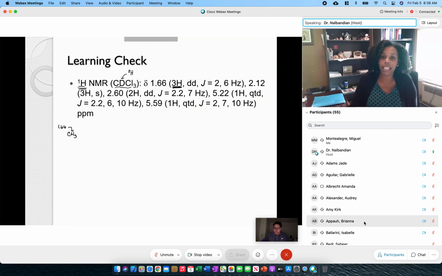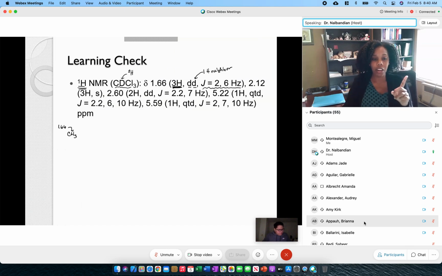So looking at this, it's a doublet of doublets. Remember what doublet means? It means it has 1 hydrogen neighbor. With that, we see we have these J values. And these J values are going to be really good for helping us figure out what is going on here. So we need to look at our J values. We also need to look at this chemical shift. So this is a CH3.